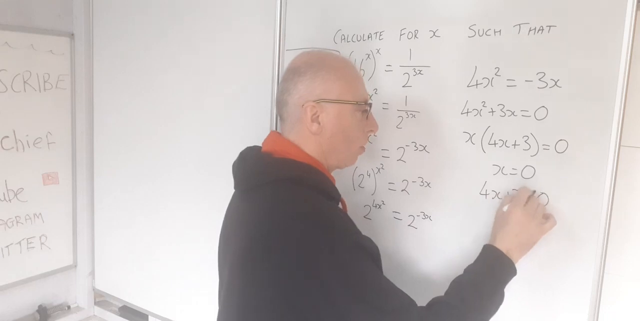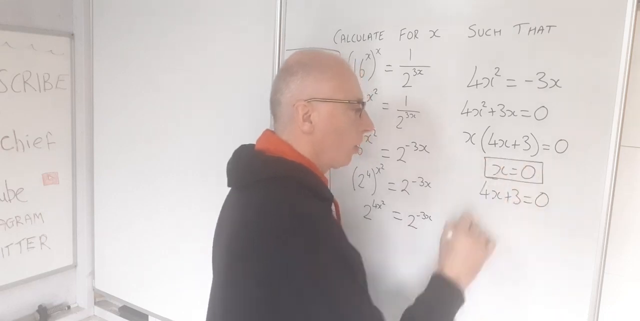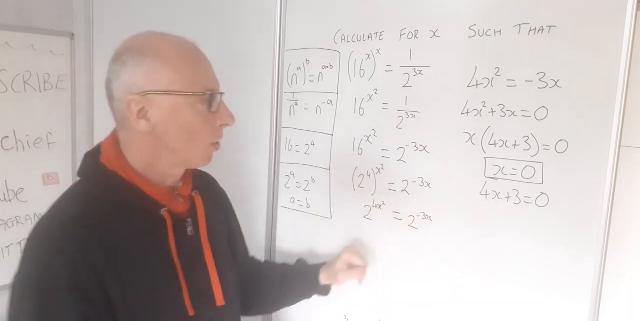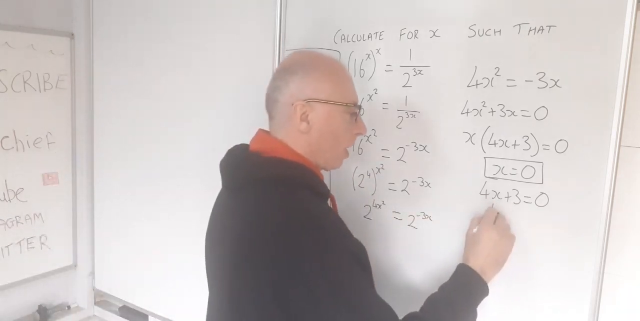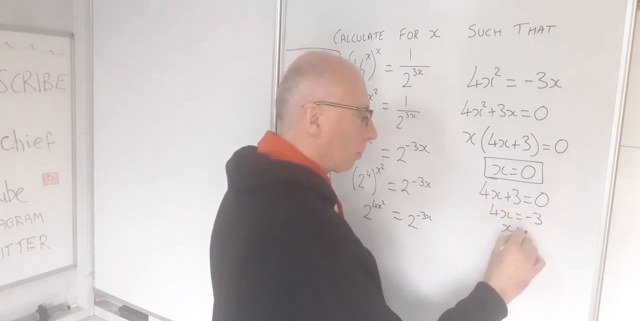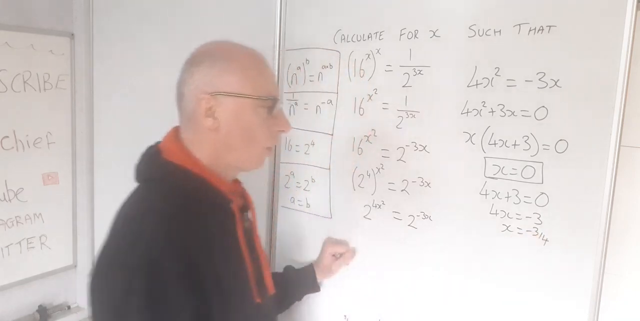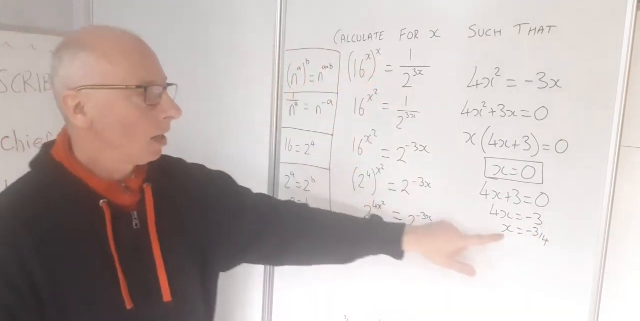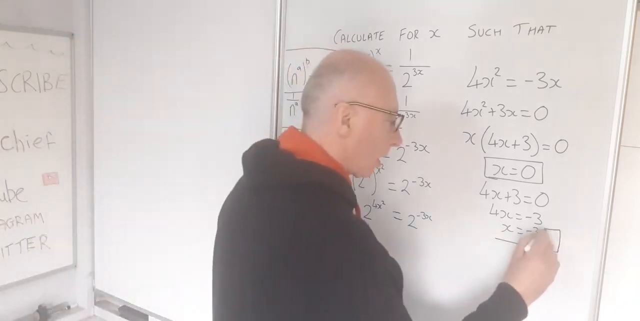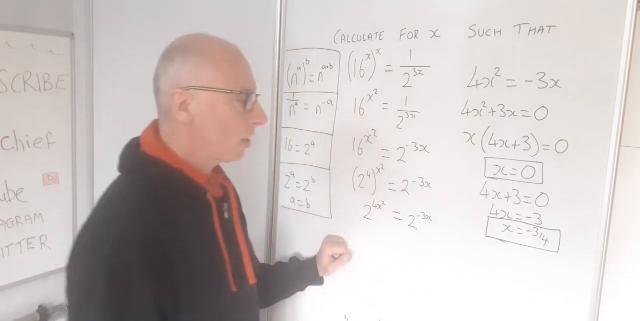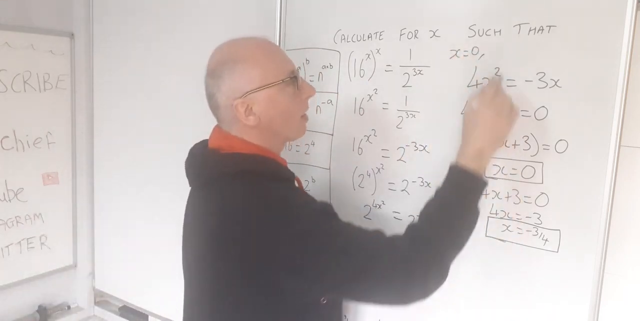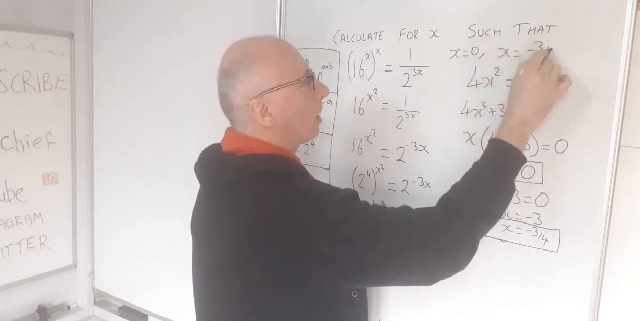So this one is already solved for us. That's the solution there. That's a trivial solution. But now we've got this one here, which gives us our proper solution. So subtract 3 from both sides. So therefore, divide by 4, x equals minus 3 over 4. So that's going to be our second solution and our interesting solution. So we've got x equals 0, which is trivial, and x equals minus 3 over 4.